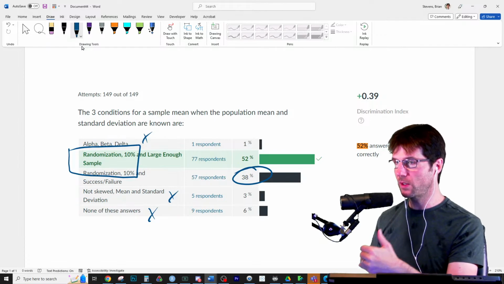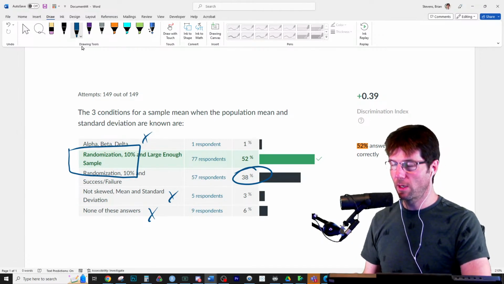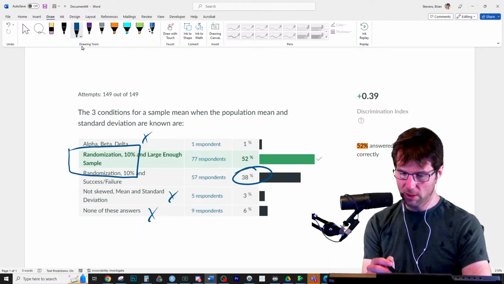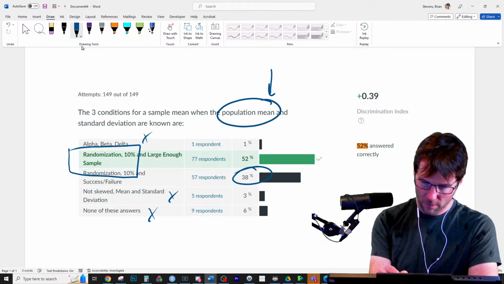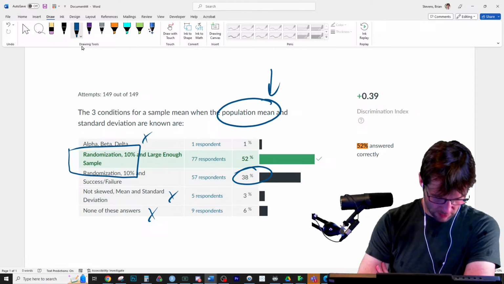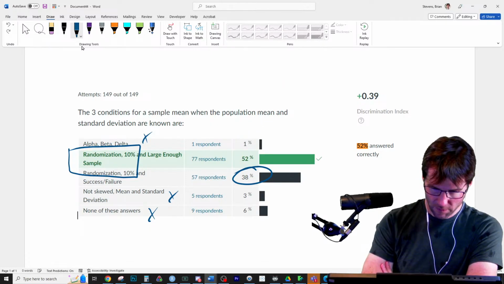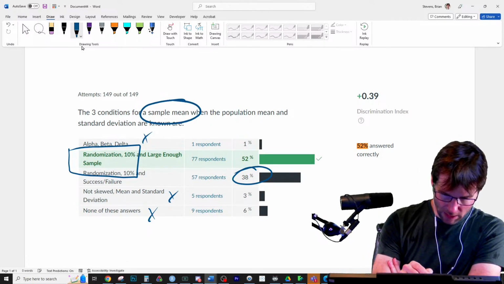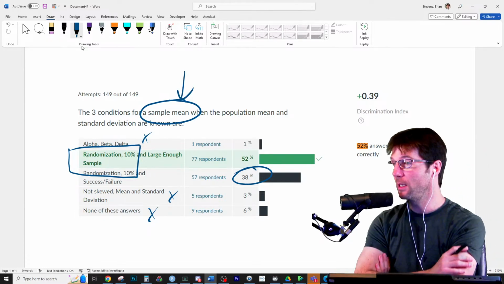Because people usually just say success failure for the 3rd condition. But you'd be saying, why is this not success failure? It's that, because we're doing the sampling distribution for the sample mean. Yeah, sample mean for a sample mean.